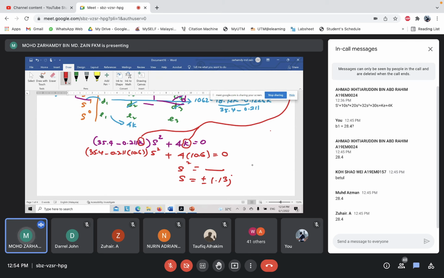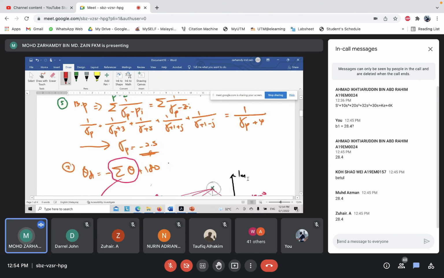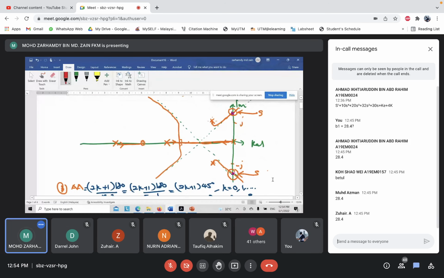So you will get 1.13j. From these two values, we refer back to our root locus. Here it's represented as 1.13j and also negative 1.13j. So here, until this point only. So until this, okay, what is it?